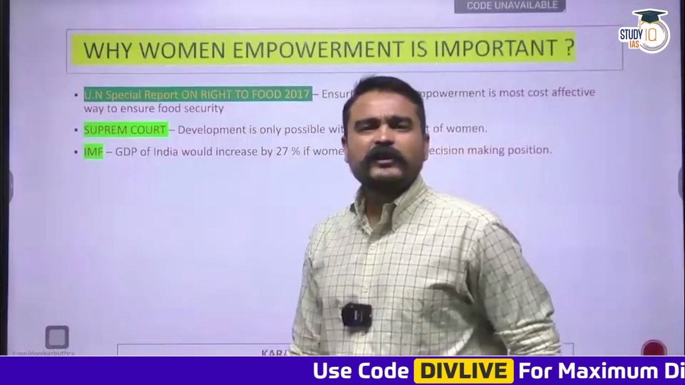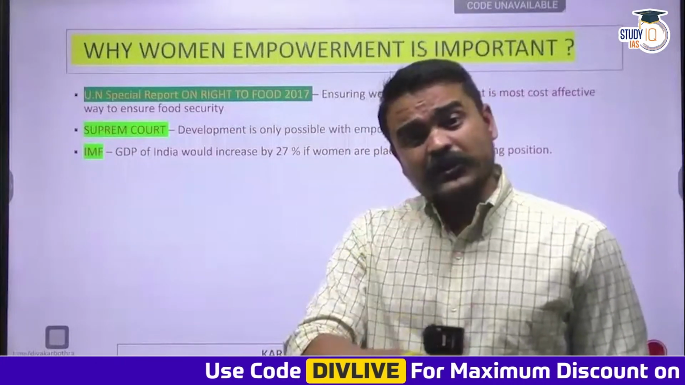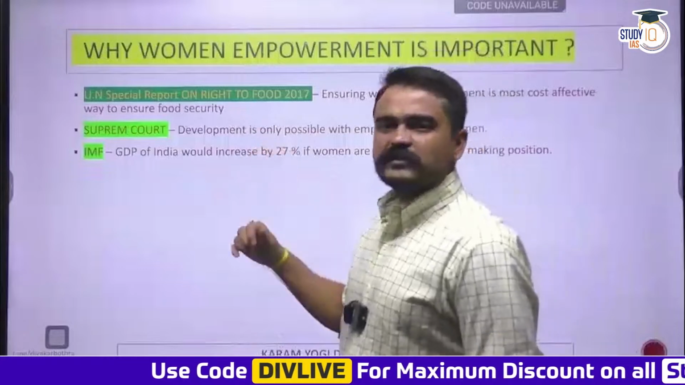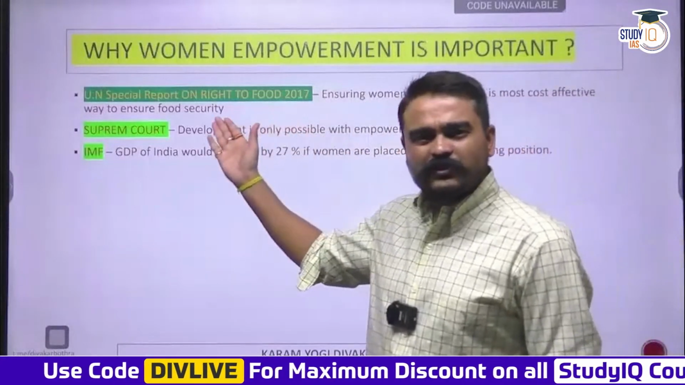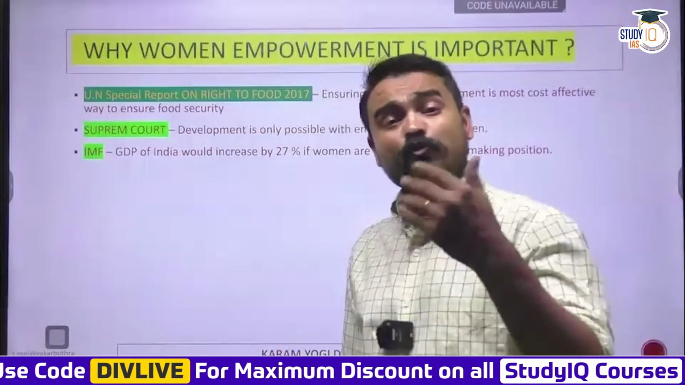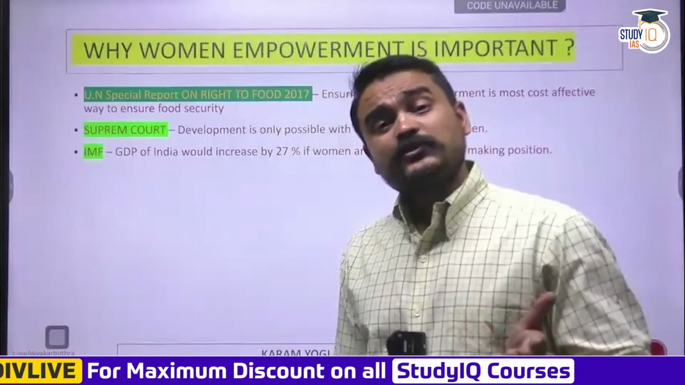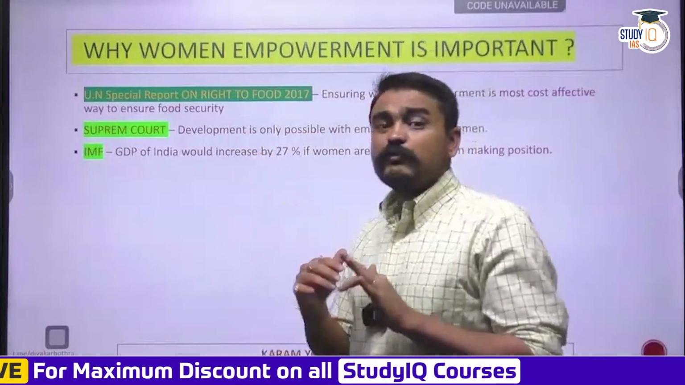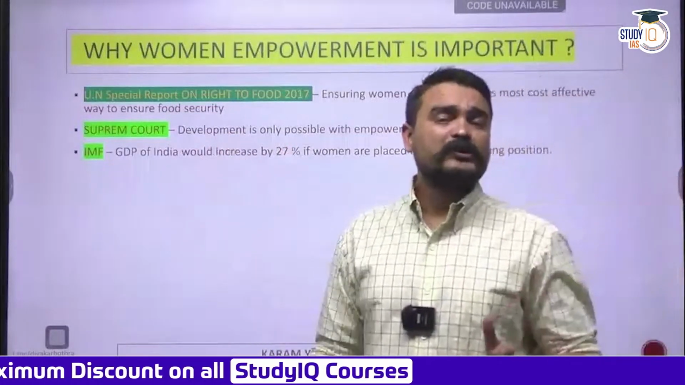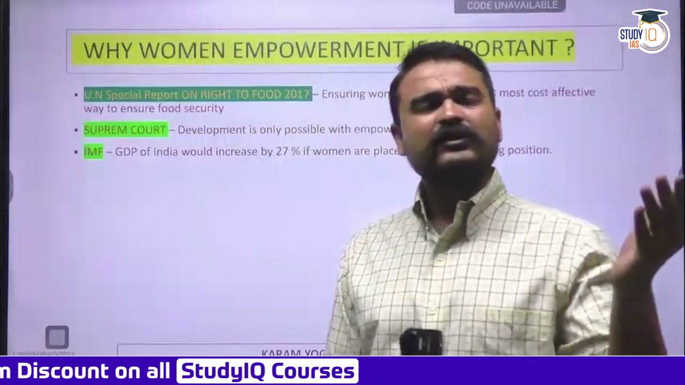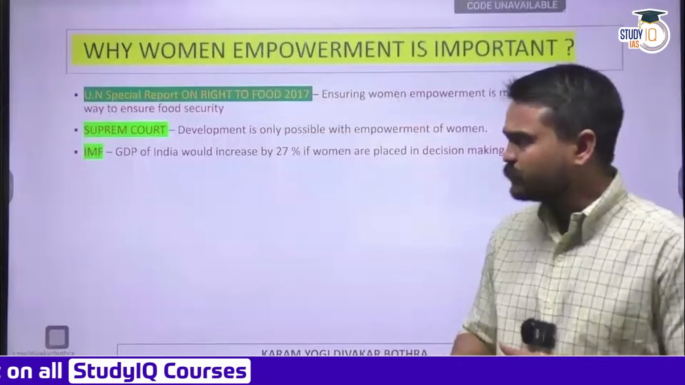Whatever may be the GDP growth of the country, let's assume it is 10%, 8% or 7%, then 27% of that would be added. If it is 10%, my maths is weak, 27% of 10% would largely be 2.7% somewhere around. That means about 2% GDP would increase if women reach there, and that is an enormous value. It goes in trillions, or if not trillions, billions for sure and certainly.